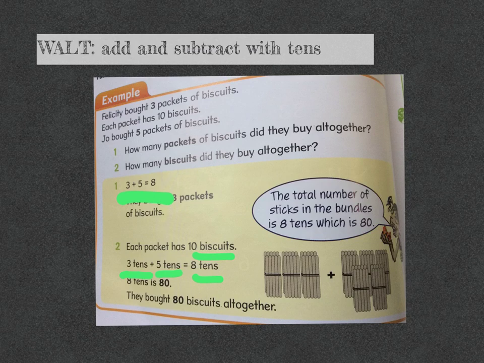So we can see this with our ice cream sticks we've put together. We can see one group of 10, which is 2 groups of 10, so that's 20. 3 groups of 10 is 30. So this here is 30. Here we've got 1 group of 10, 2 groups of 10, 3 groups of 10, 4 groups of 10, 5 groups of 10, which equals altogether 50.